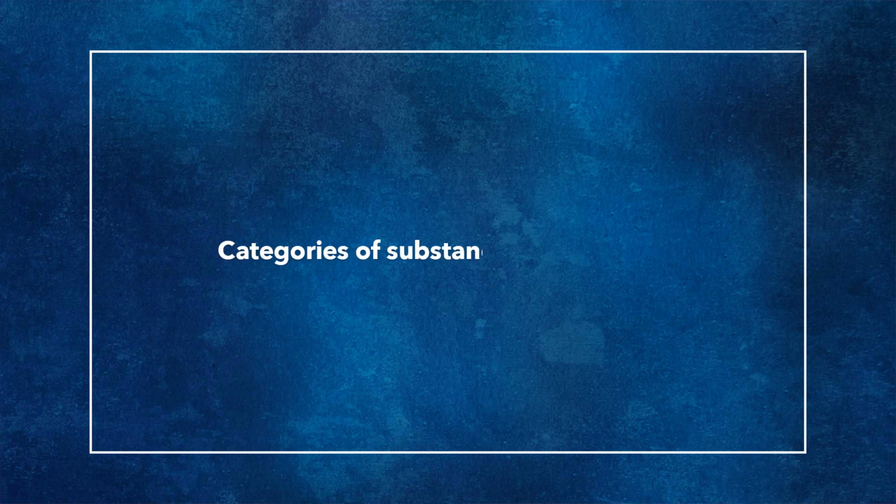DSM-5 classifies the substance use disorder on the basis of severity, graded on the number of criteria met. A mild substance use disorder is characterized by presence of two or three symptoms. The presence of four or five symptoms indicates a moderate, and six or more symptoms indicate a severe substance use disorder. This brings us to the last topic of today's lecture, that is, categories of substance use disorders.